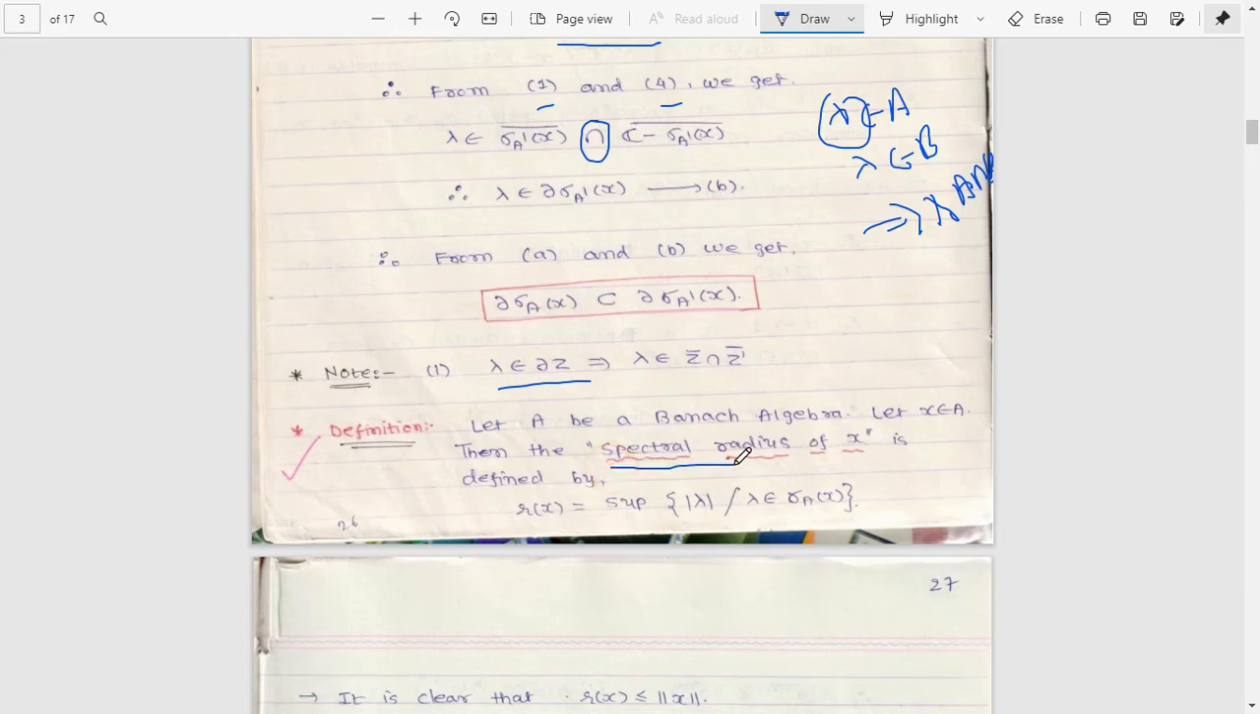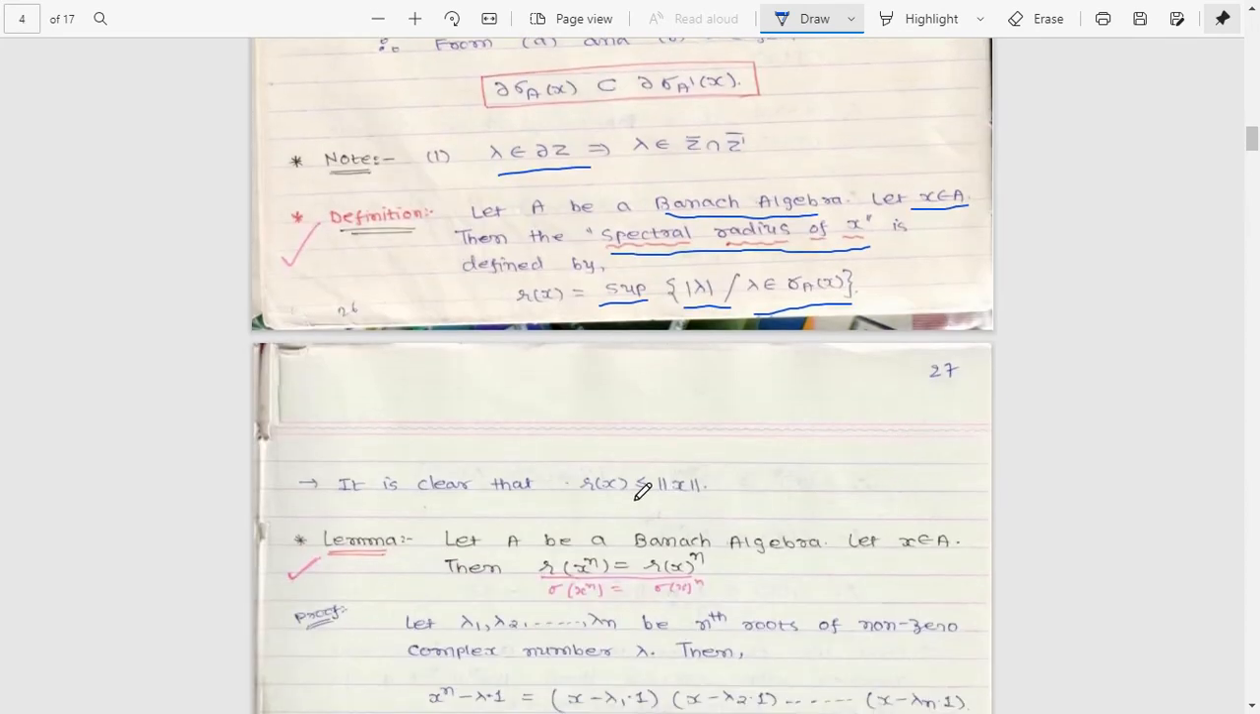Definition, spectral radius of x. Let A be a Banach algebra and let x belong to A. Then the spectral radius of x is defined by r of x is equal to supremum of mod lambda, where lambda belongs to sigma A of x. It is clear that r of x is less than or equal to norm x.